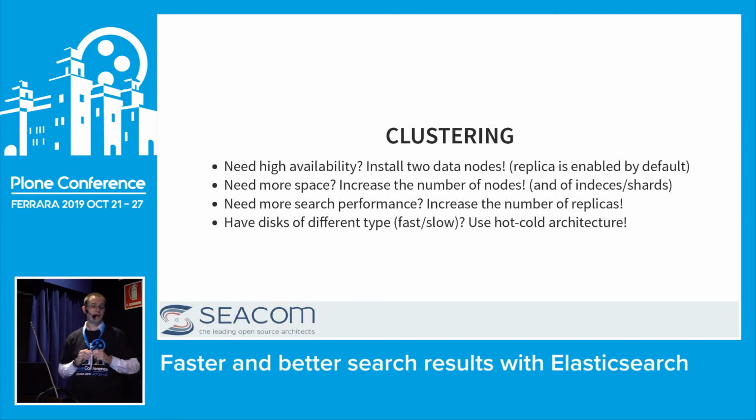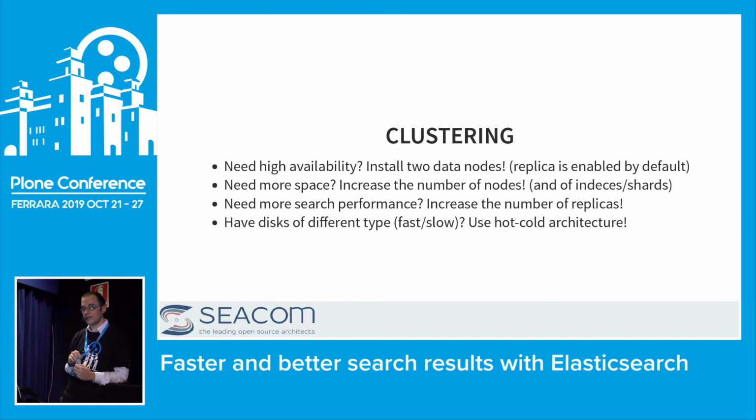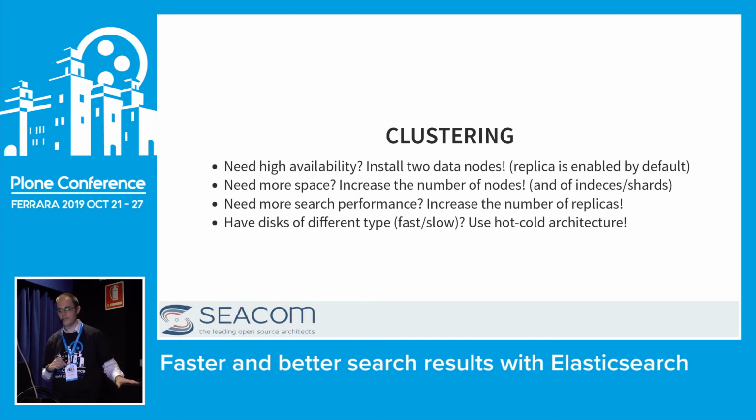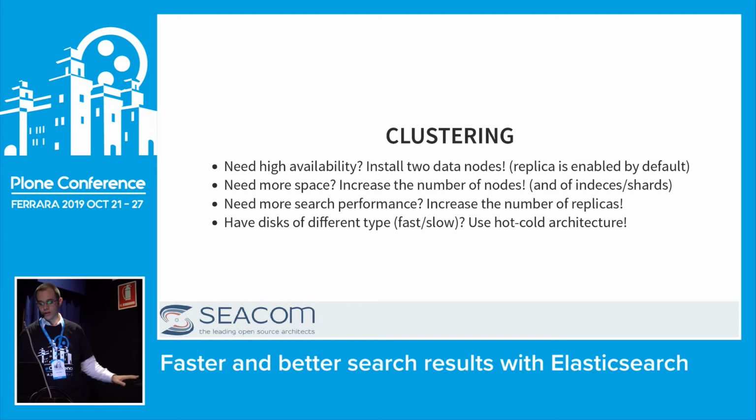Clustering. As I said, Elasticsearch has been built with a lot of clustering in mind. Why? Because you need high availability, so use 2 nodes. Replicas are enabled by default. If you need more space, you can just increase the number of nodes. Or maybe you need more performance because your search is hit a lot. So increase the number of nodes and the number of replicas, so that searches, instead of hitting only 2 servers, can hit 2, 3, 4 servers. And with hot and cold, you can use fast and slow disks.